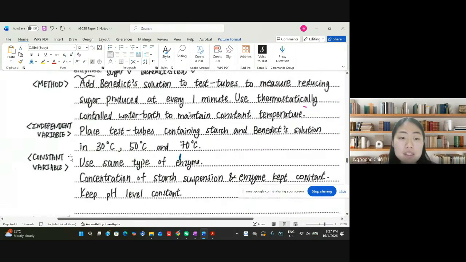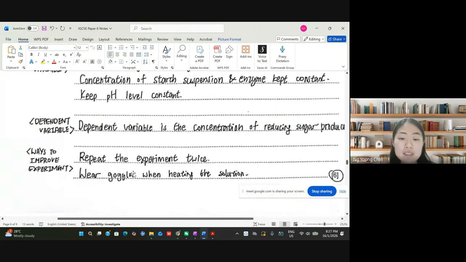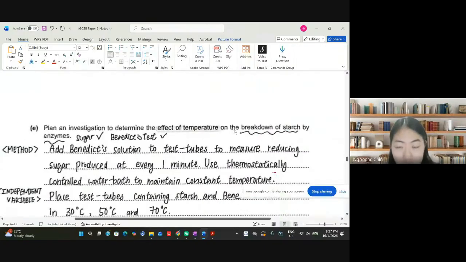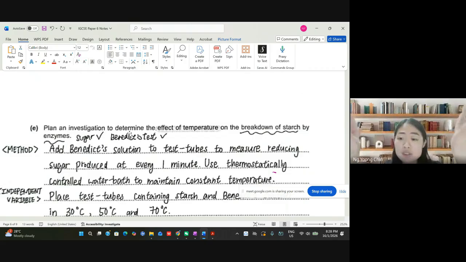And then for the constant variables, you can use the same type of enzyme and the same concentration of starch. This is very important because if you change the constant variables, it will affect the accuracy of the result. Okay, and then how about the dependent variable? You can say the dependent variable is the concentration of reducing sugar being produced. If you refer to the question just now, they ask about the breakdown of starch by the enzyme. After you break down starch by enzyme, what will happen? Starch will become maltose, then glucose, right? So maltose and glucose are referring to the reducing sugars.